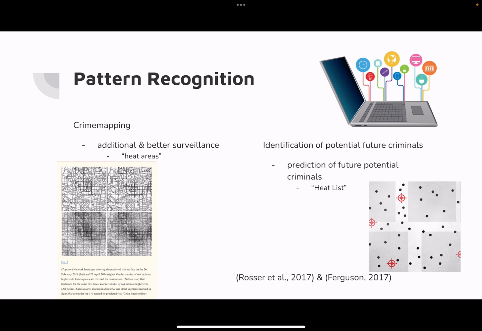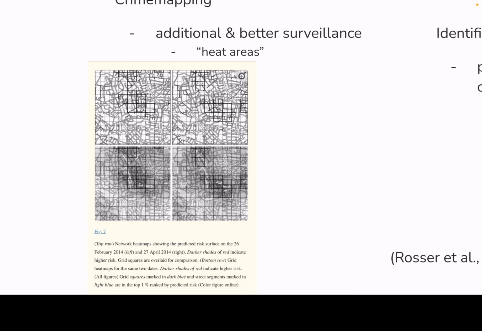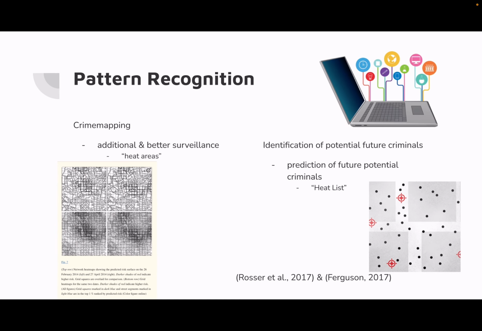The first thing that has worked the best is pattern recognition. I'm sure many of you have heard about crime mapping. Essentially, algorithms are able to take in data of where crime has happened and around what time, so that there can be additional and better surveillance in these areas. These areas are called heat areas, and are shown in this image down here. It is able to predict where potential crimes are going to happen based off the data provided by these police departments. In addition to heat areas, there are heat lists, which were created in Chicago.